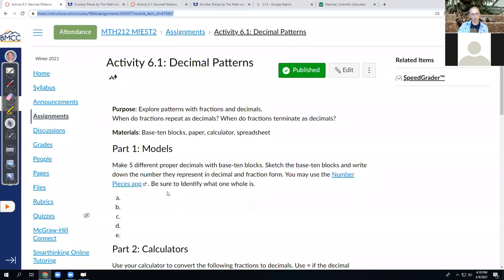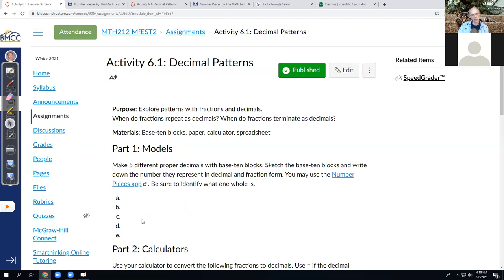What is your whole going to be? I make a note of that. Be sure to identify what is a whole. You could mix it up if you want and have a different piece be the whole for multiple ones of these, or you could just use the same key for all of them. That's up to you.